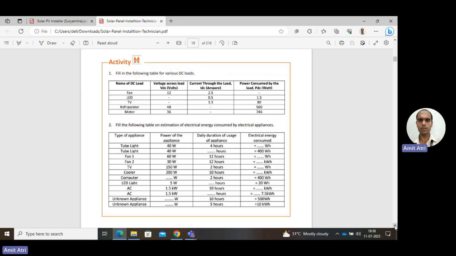In another case, the second tube light, 40 watt power is given, but time is not given; energy is 400 watt hour. How to find the duration or the time? Just divide the 400 watt hour energy by the power. So 400 divided by 40 gives 10 hours. Similarly, in case of the fan, 60 watt for 12 hours, multiply these two, 720 watt hour. Similarly, we can proceed for all other elements as well. In this way, we can calculate the energy. Okay, so we should stop.